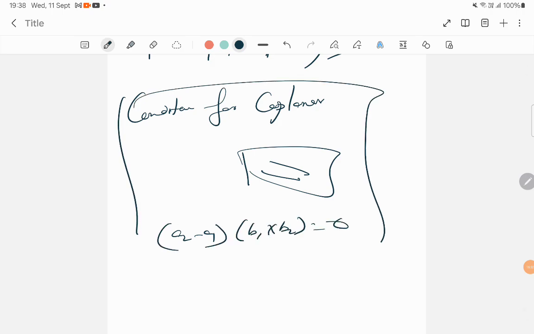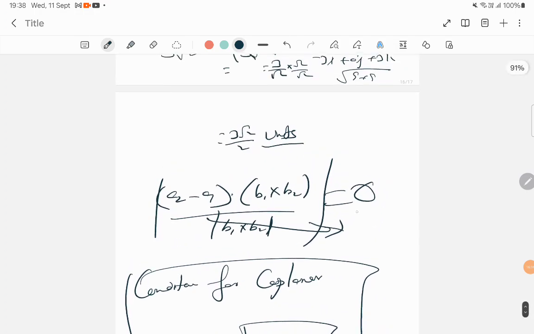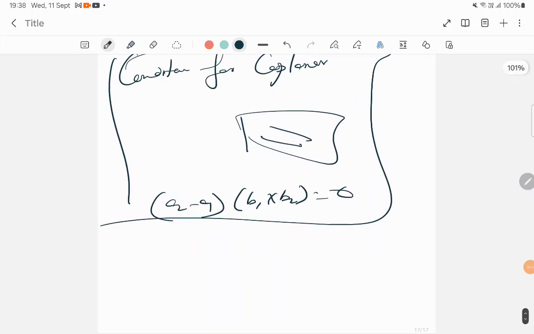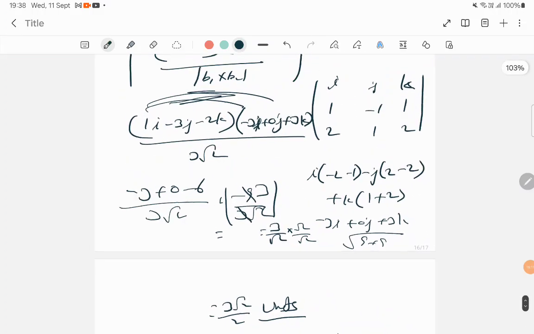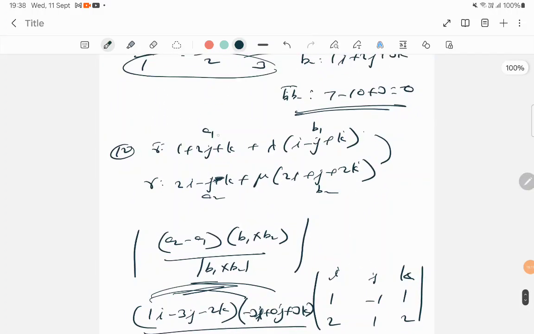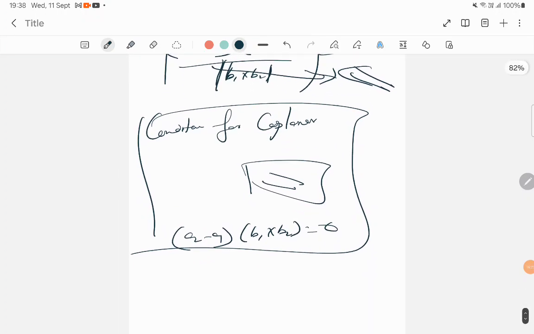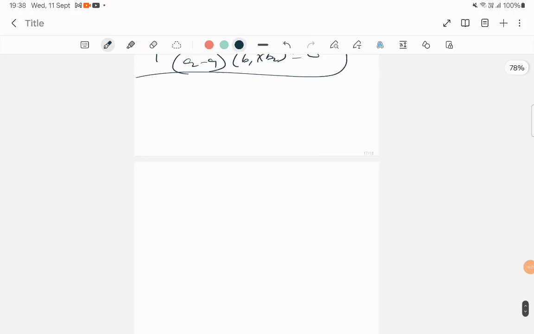To check if two lines are coplanar, this is the formula. For distance, this is the formula, and distance means including the magnitude of B1 cross B2. So now take this sum and do it. They've already given the two lines. A2, I just did it. Same way you can continue with the next sum also.